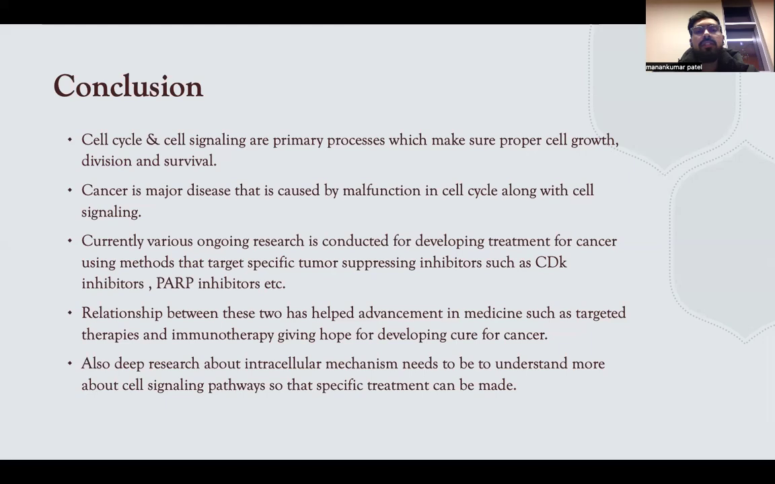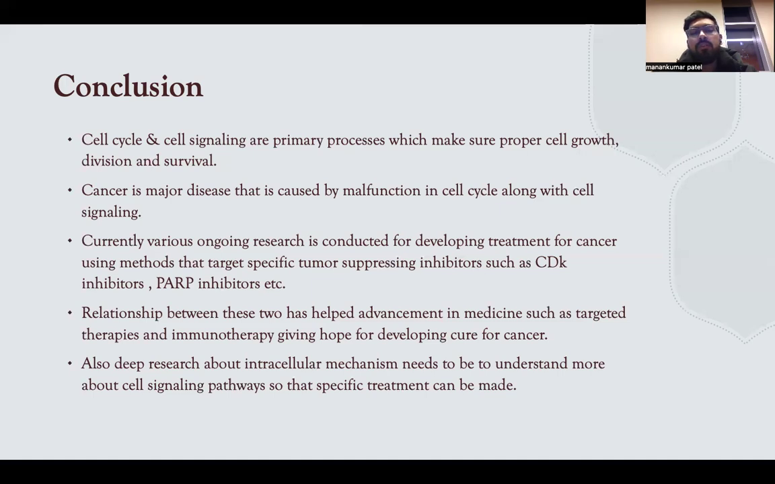Cancer is a major disease that is caused by malfunction in the cell cycle along with cell signaling. Currently, various research is ongoing to develop cancer treatments using methods that target specific tumor-suppressing inhibitors such as CDK inhibitors, PARP inhibitors, and many more. The relationship between these two has helped advancement in medicine such as targeted therapies and immunotherapy, giving hope to patients that some day in the future a cure for cancer will be developed.